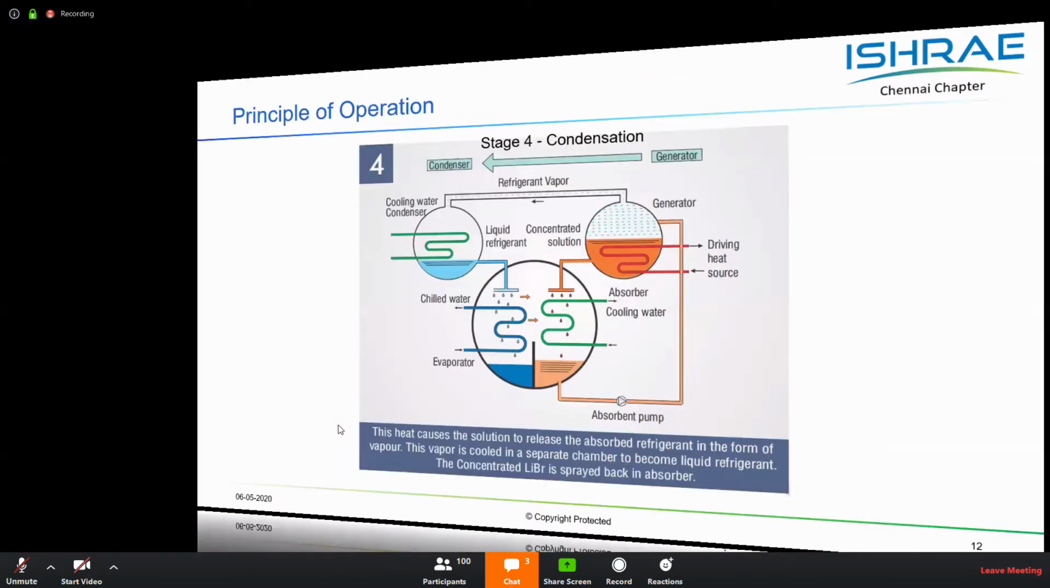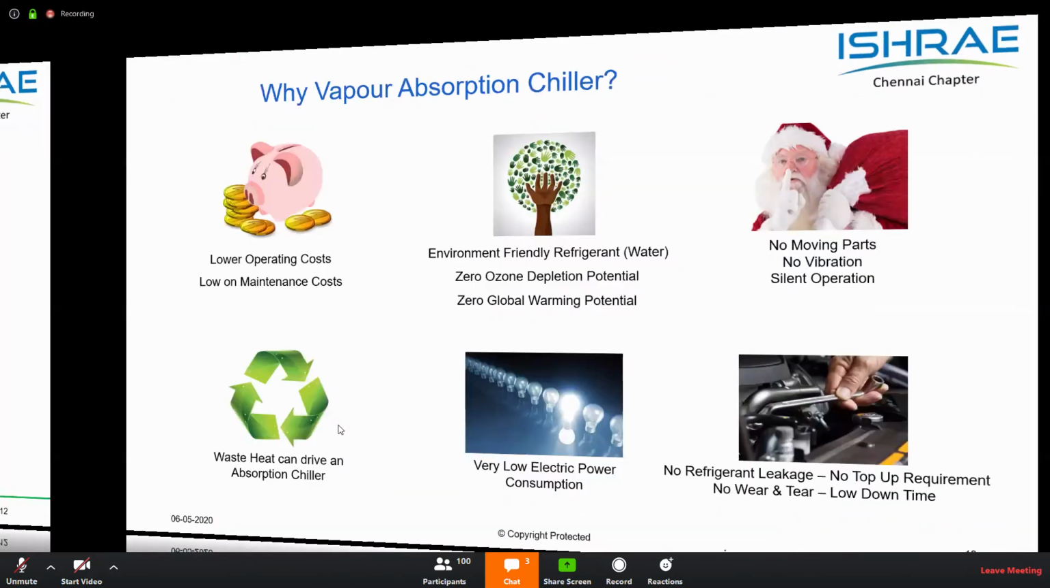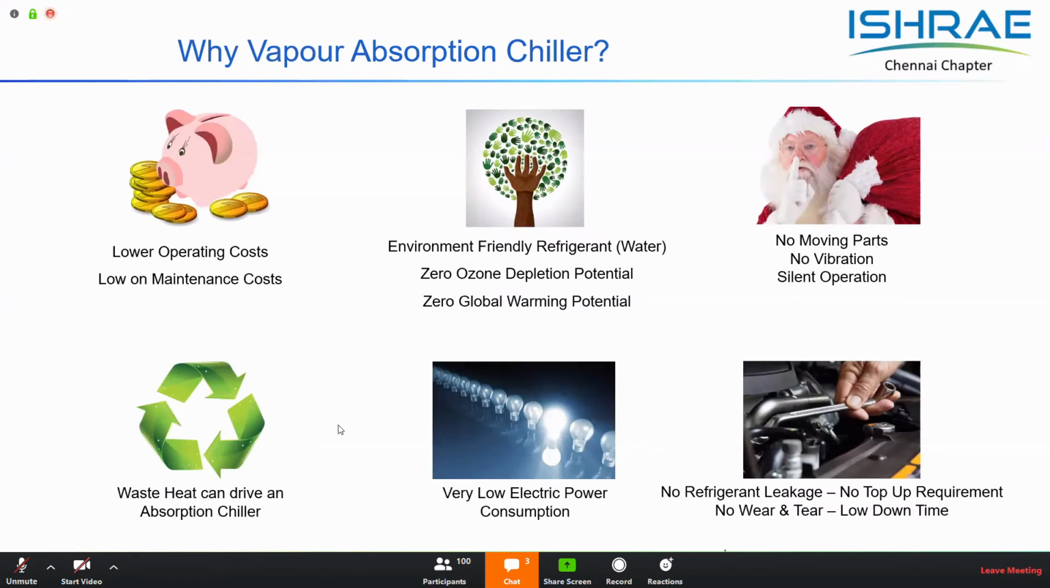Now, what are the benefits of using an absorption chiller? The most important aspect is that it can help the user save on operating cost and maintenance cost. It can also be very handy when you have waste heat available in your processes. If waste heat is available, the entire cost of operating this unit would be very less, maybe 90 to 95% less compared to a conventional compression unit.